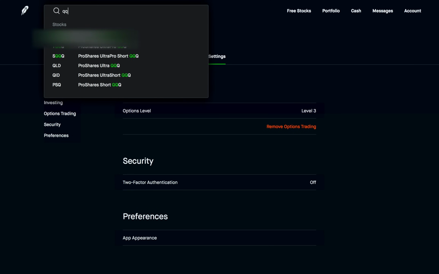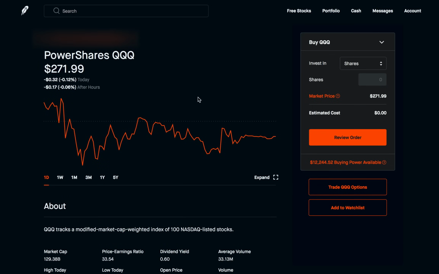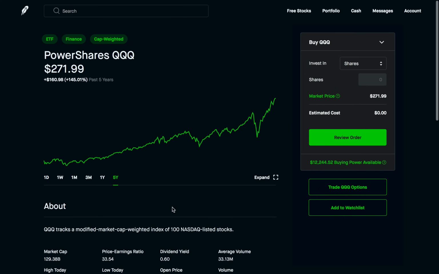So for this demo, I'm going to be using QQQ, and let me explain why. For LEAP options, you're going to want to find a stock that has a very good upward trend, that has a lot of growth potential in the next couple of years. So you have to do your research. The reason I chose QQQ is that it's had great growth the last couple of years.